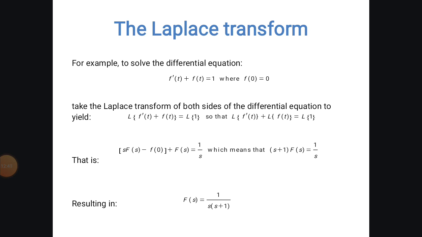We are using, first of all, as Laplace of f dash of t plus f of t is there, as plus is there, we can separate them as Laplace of f dash of t plus Laplace of f of t by linearity is equal to Laplace of 1. And Laplace of f dash of t is s F of s minus f of 0, plus F of s is equal to Laplace of 1, which is 1 by s. So we'll multiply the equation throughout by s.